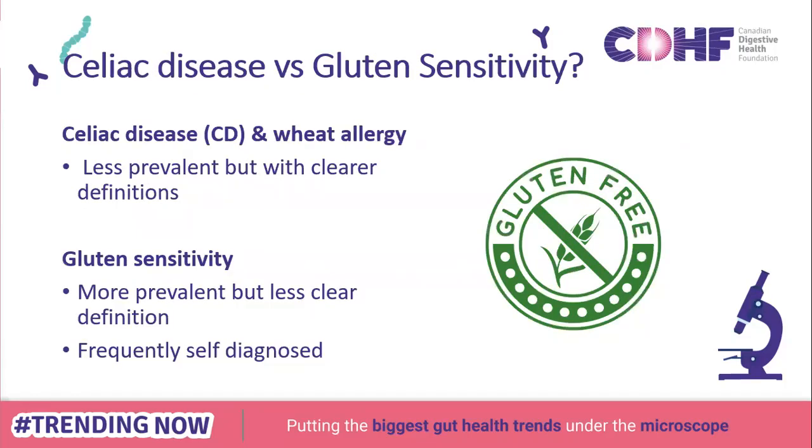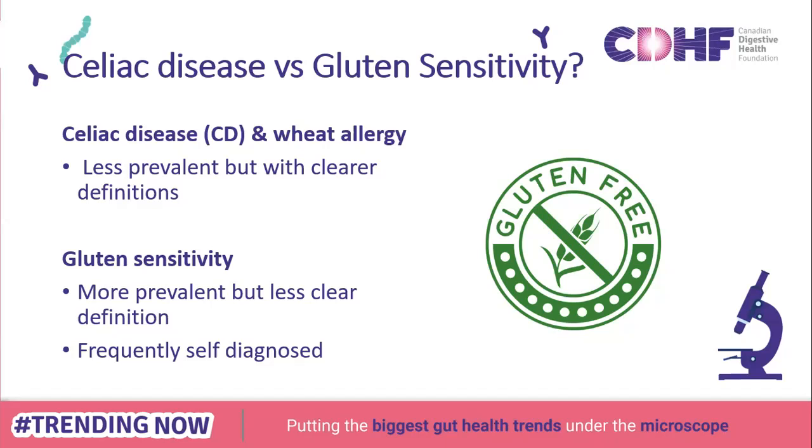First, let's tackle the difference between celiac disease and gluten sensitivity. Under the larger umbrella of gluten-related disorders, we would find celiac disease, wheat allergy, and gluten sensitivity. But for today's presentation, we'll focus just on celiac disease and gluten sensitivity. Celiac disease is an autoimmune condition that affects an estimated 1% of Canadians. In celiac disease, the absorptive surface of the small intestine is damaged by the ingestion of gluten, a protein found in wheat, barley, and rye.